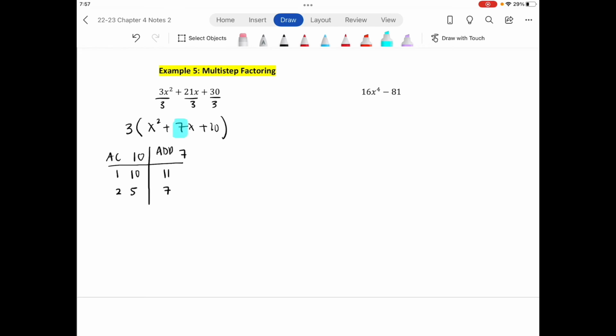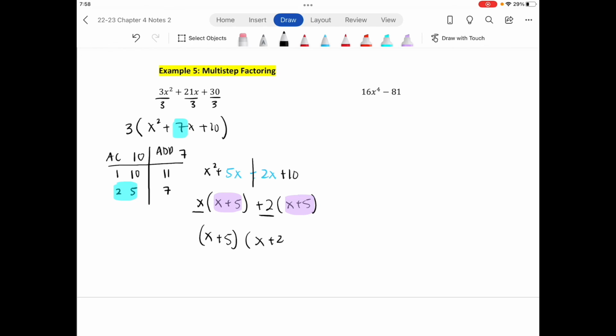We can replace now the 7x with a 5x and a 2x. So we'll have x squared plus 5x plus 2x plus 10, and we can do factor by grouping. We have a common term of x on the left, leaving us with x plus 5. And then we have a common term of 2 on the right, leaving us with x plus 5. We have a common set of parentheses, so we're on the right track. Our first set then becomes x plus 5. Take those outside values for our second set, and we'll have x plus 2.